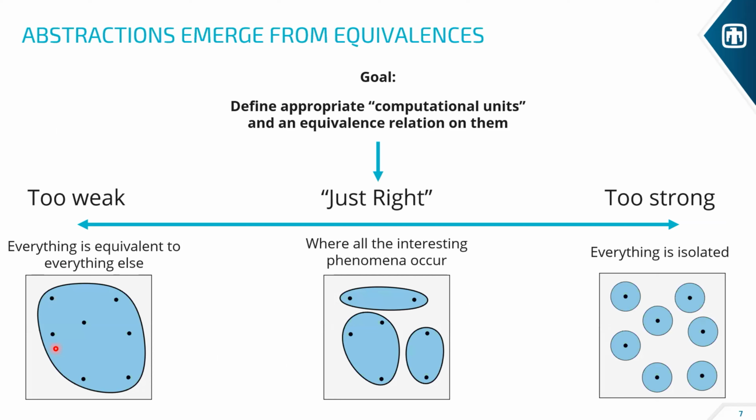If it's too weak, everything collapses to be the same. And so the trick is to try to be somewhere in the middle, where you just have enough flexibility to allow all of the interesting structure to emerge, but not so rigid that you lose the unifying insight that abstractions provide.